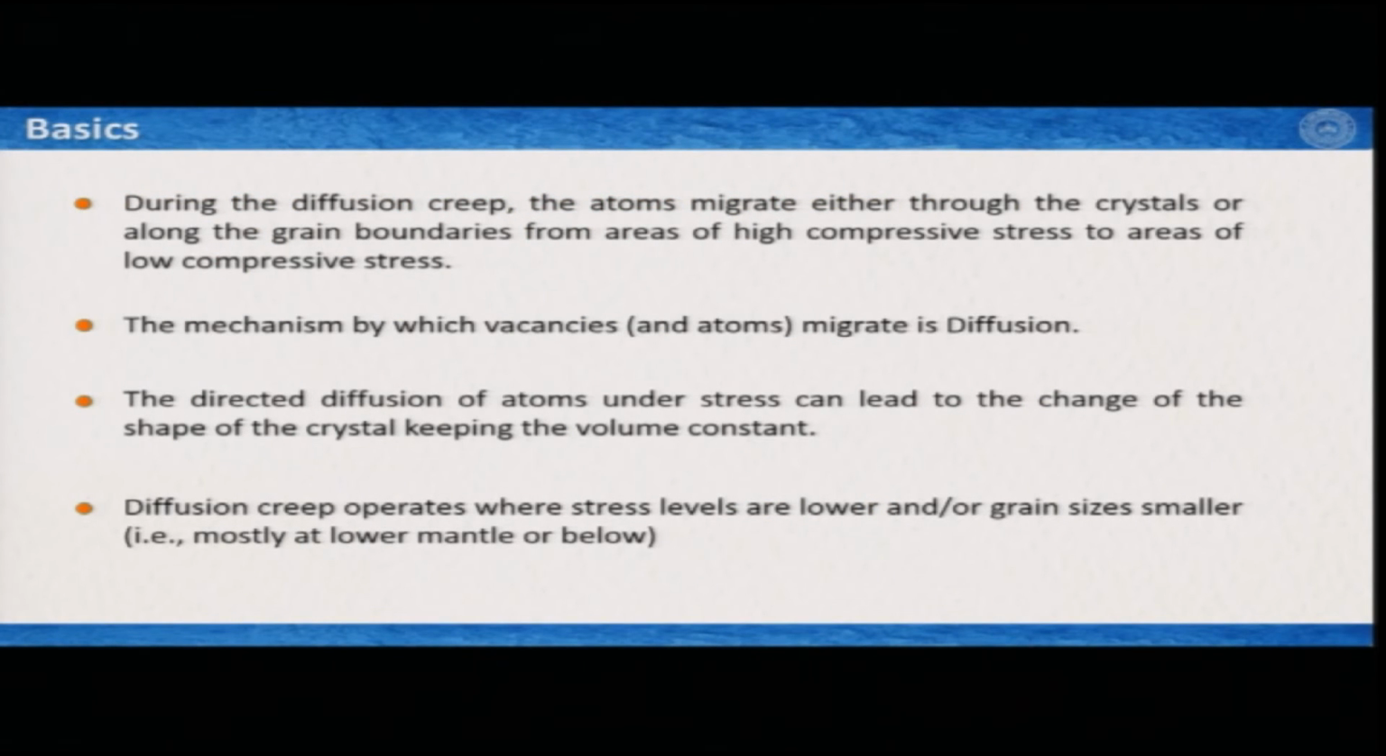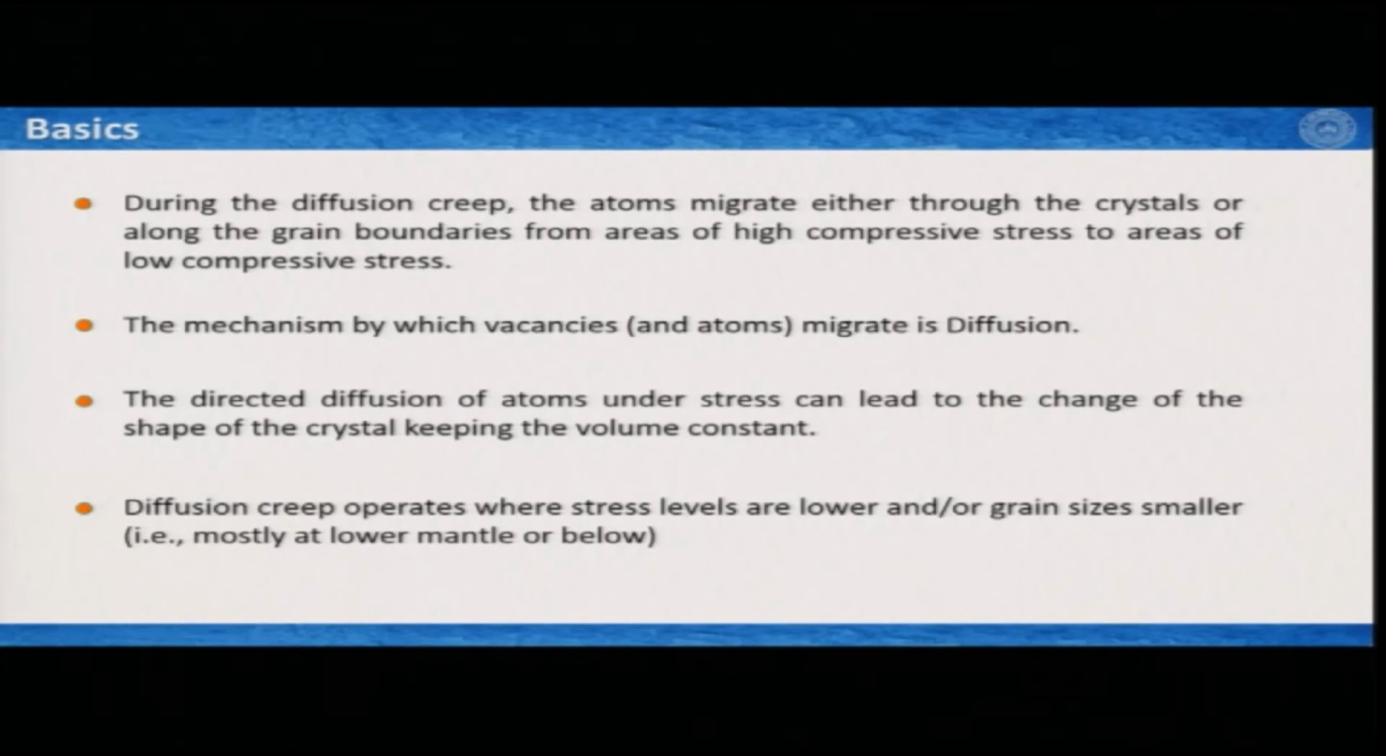Now, let us have a look at the other two processes, that is Nabarro Herring creep and Coble creep. But before going into the details of this, we will have some basics of this diffusion induced creep. So, during this type of creep where the atoms move from one side to another side of these grains, the atoms can migrate either through the crystals or along the grain boundaries, again from areas of high compressive stress to areas of low compressive stress.